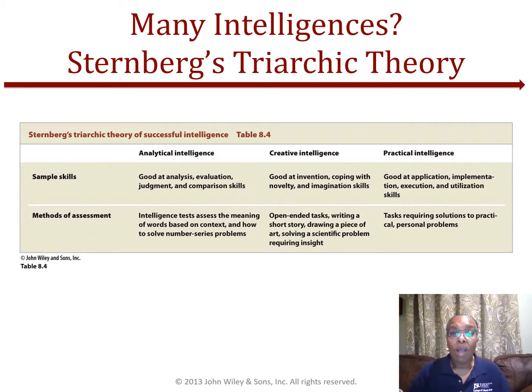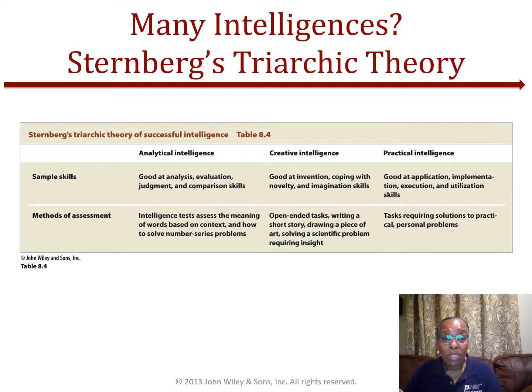According to Robert Sternberg's model, the Triarchic theory, there are three separate and different aspects to intelligence. Each of these components is learned. It's not because of our genetics, okay? So each can be strengthened or improved. He talked about analytical intelligence, creative intelligence, as well as practical intelligence.